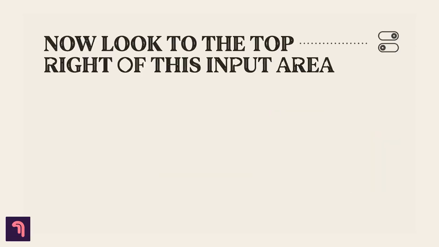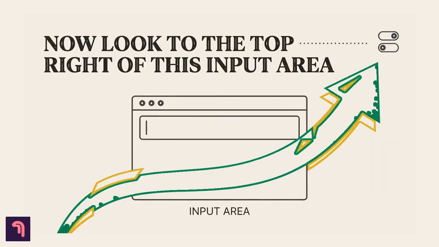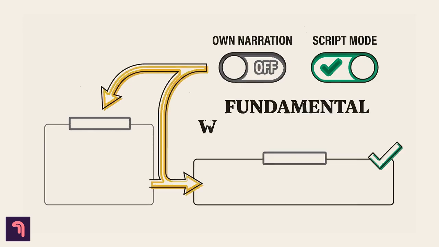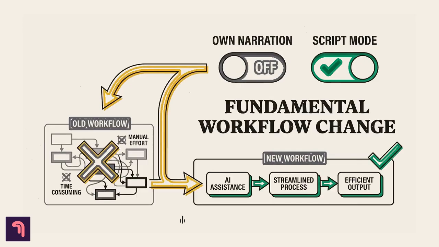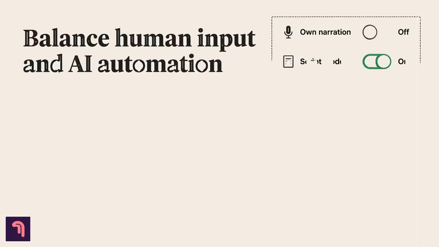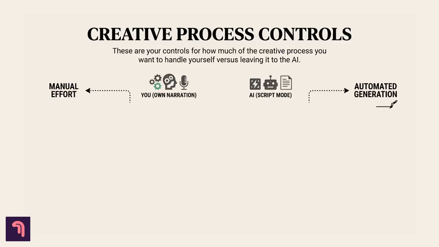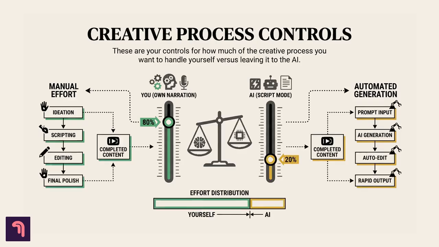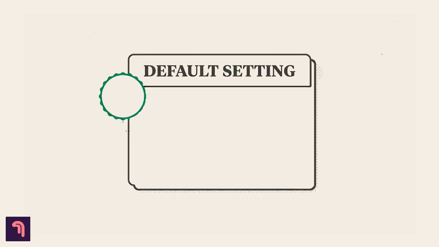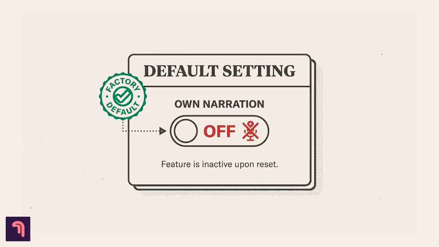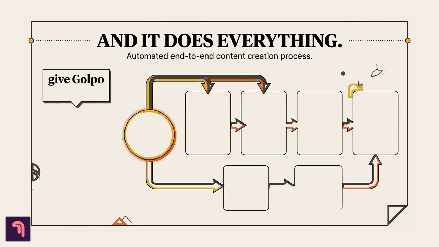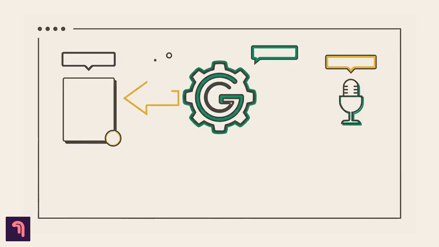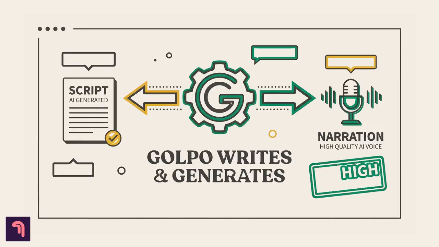Now, look to the top right of this input area. You'll see 2 toggles that fundamentally change your entire workflow: Own Narration and Script Mode. These are your controls for how much of the creative process you want to handle yourself versus leaving it to the AI. By default, Own Narration is off. This means you give Golpo a topic and it does everything. It writes the script and generates the narration using a high-quality AI voice.